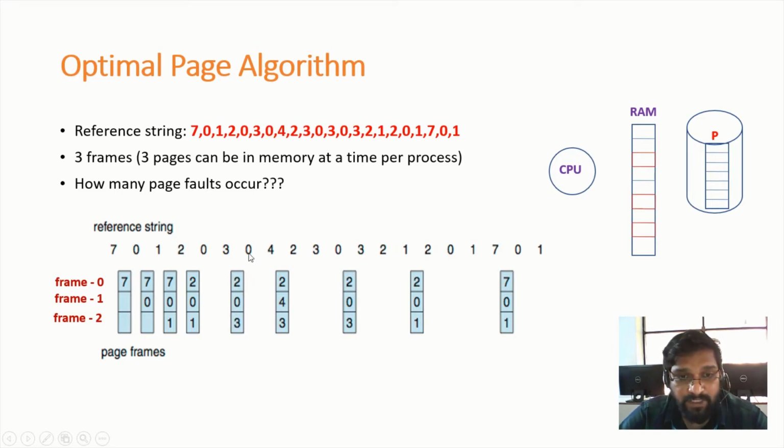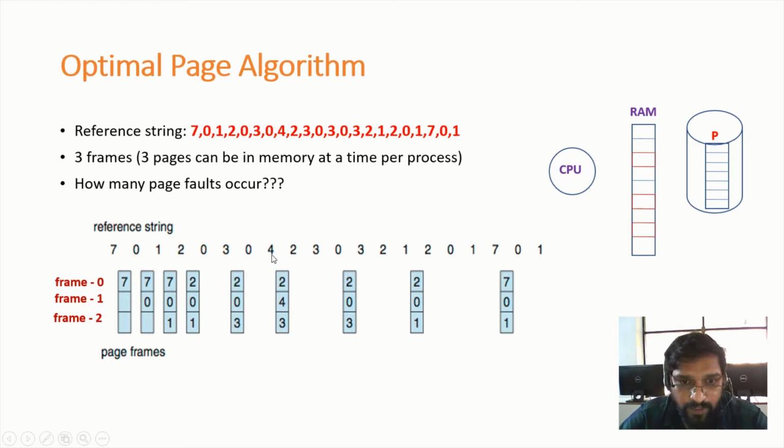Next, the CPU is requesting page number 0, and page number 0 is present inside the RAM, and we call it a page hit. Next, the CPU is requesting page number 4, and page number 4 is not present inside the RAM. Since it is not present, we call it a page fault. So now we are moving this page number 4 from hard disk to RAM.